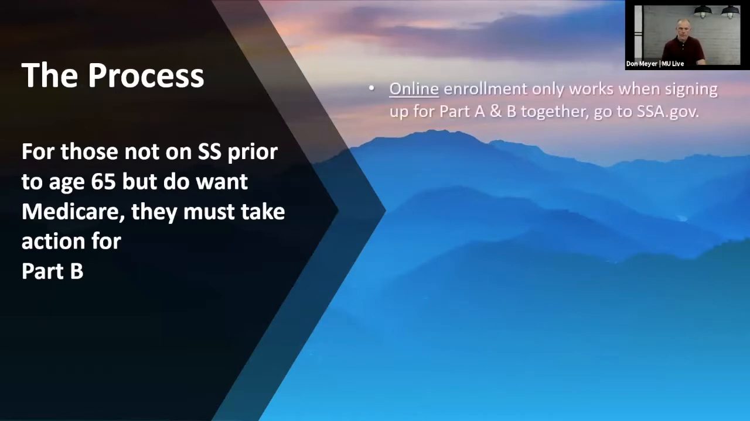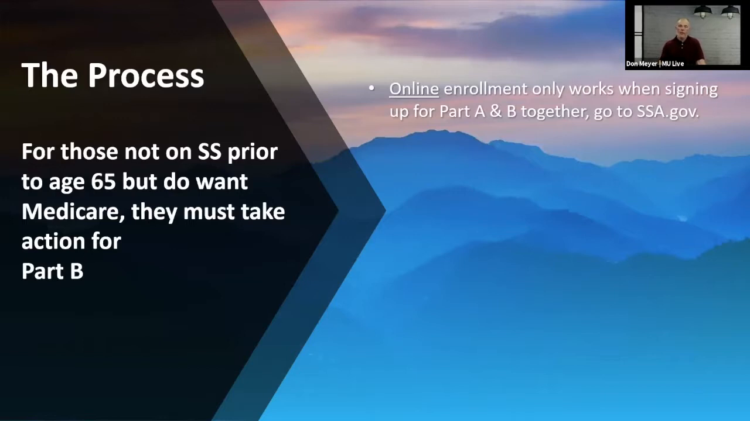Now the online enrollment is the best way to enroll into Part B, but it only works when you're signing up for Part A and B at the same time. If your Part A and your Part B dates are going to be together, you can use ssa.gov to enroll, and it's very easy to do. They'll create a username and a login, and they're going to need to remember that, and they can do the process online in a matter of minutes.